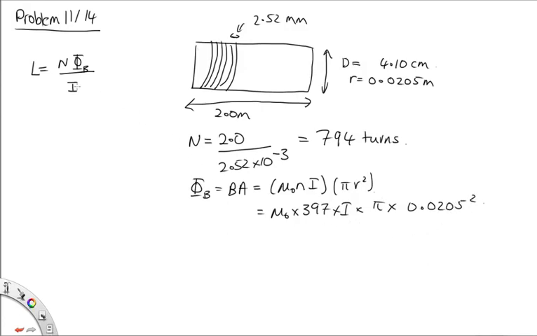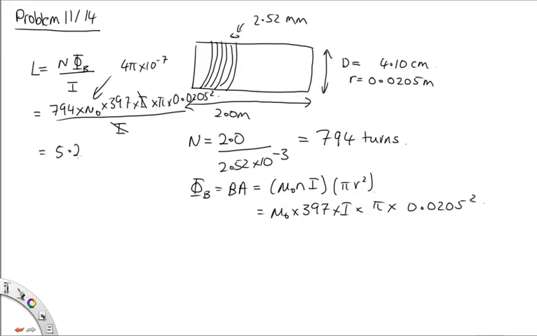Okay, and then over I. So let's substitute these in and see what we end up with. So we've got 794 times mu naught times 397 times I times pi times 0.0205 squared all over I. So it's lucky for us these I's cancel, as we couldn't work out what they were. So now everything here is a number. Mu naught, remember, is just 4 pi times 10 to the minus 7. So you can solve this on the calculator and you end up with 5.23 times 10 to the minus 4 henries.